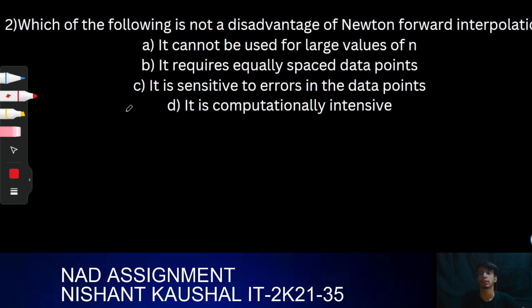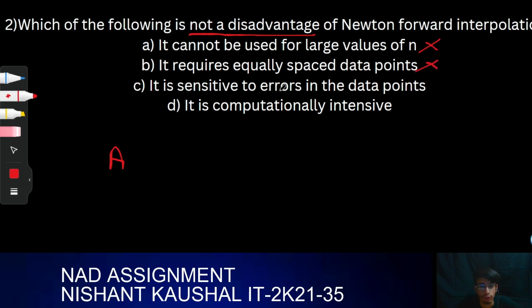Let us proceed to our second question, which is: which of the following is not a disadvantage of Newton forward interpolation? If we look carefully, we have to find which is not a disadvantage, meaning it should be an advantage, right? Option A is it cannot be used for large values of n. So it's a disadvantage, so it cannot be the correct answer. Sorry. It requires equally spaced data points. This point is true, but it is one of the disadvantages of Newton forward interpolation, right?